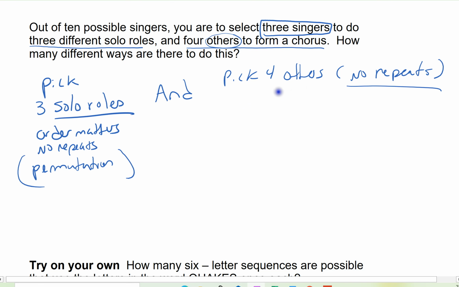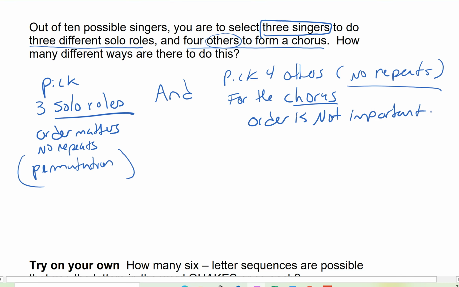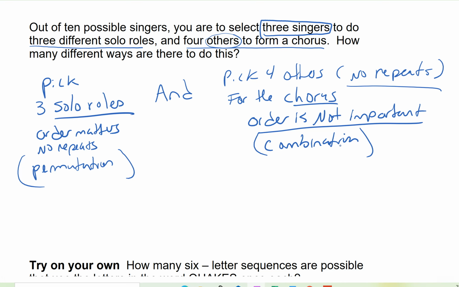In the chorus, order is not important. Because if you're in the chorus, you're all singing this together. Alright, it's like the group of marbles, you're all together. So order is not important, so this is a combination type. Alright, so I've got a permutation for the solo roles and a combination for the chorus roles. And again, no repeats. Since this is a hard one, I start out with 10.